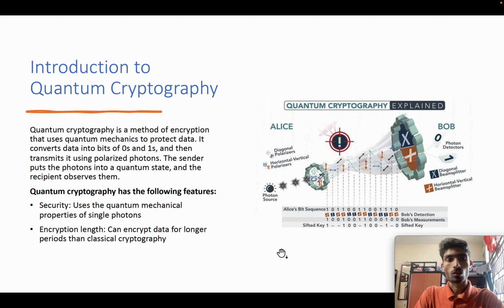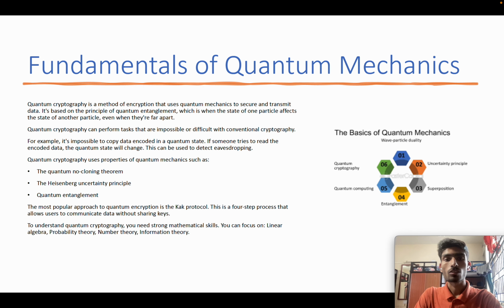So it's all about the introduction, and we used two terms here. One is security and the second one is the encryption length. Security means using the quantum mechanical properties of single photons to secure the communication or the messages, and the encryption length means we can encrypt data for longer periods as compared to classical cryptography. Let's move on to the fundamentals of quantum mechanics, which are important for cryptography.